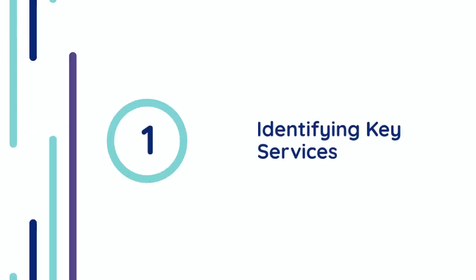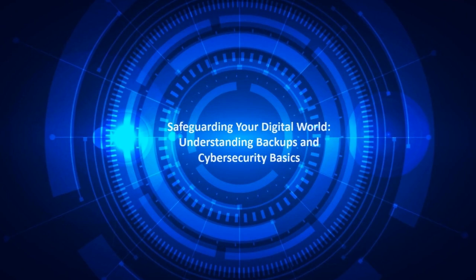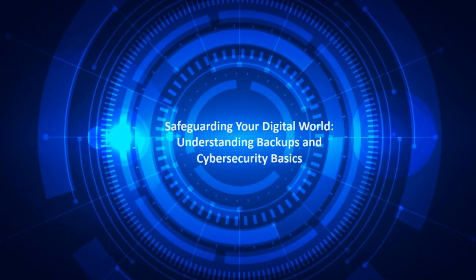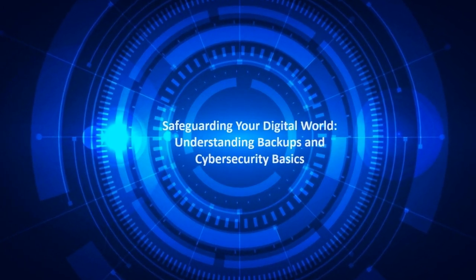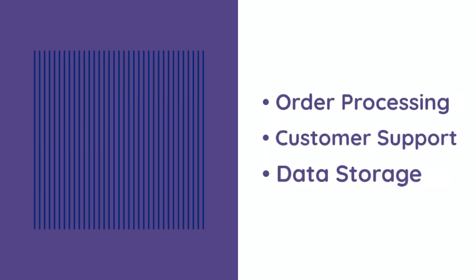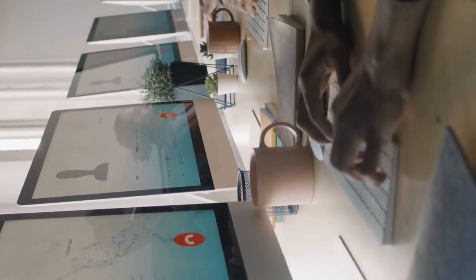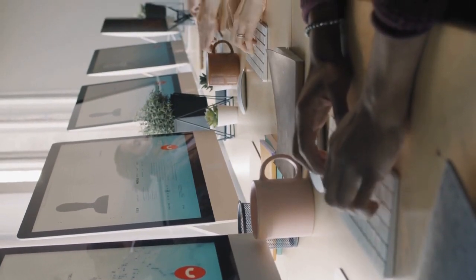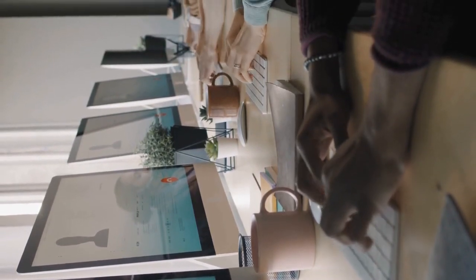1. Identifying key services. The process starts with identifying the core services that are indispensable for your business. These could include order processing, customer support, data storage, and more. By pinpointing these essential services, you lay the foundation for effective cybersecurity measures.